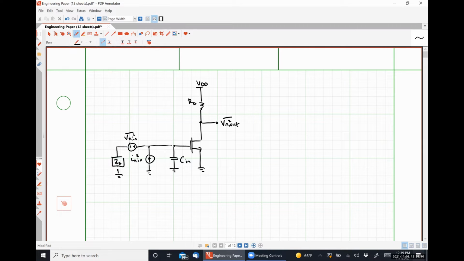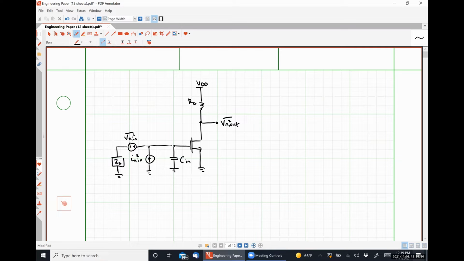So let's make that happen by just having some generic impedance ZS that would be associated with the input stage of our amplifier here. Okay.